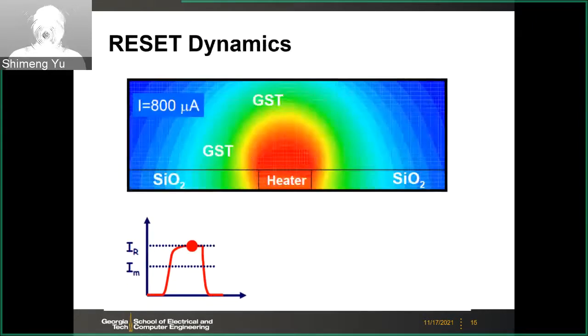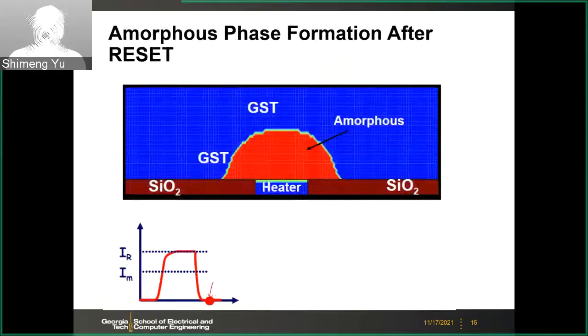depending on the temperature, so the temperature higher than the melting temperature, then this region will change to the amorphous phase, while the other regions, the blue region, will remain the crystalline phase. So here you create a high resistance region between the top electrode and the bottom electrode through this heater. So the current will be reduced because this amorphous region has higher resistance.